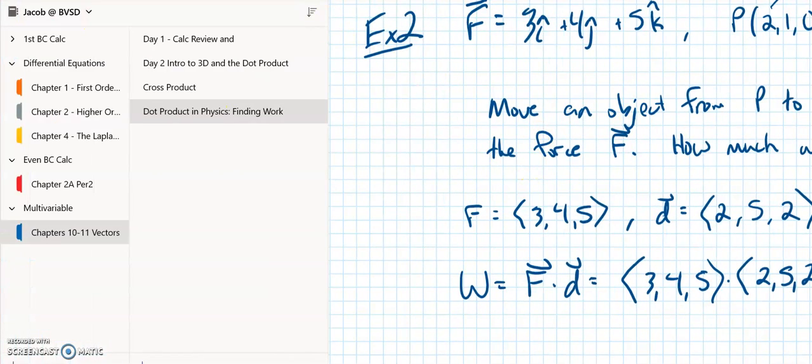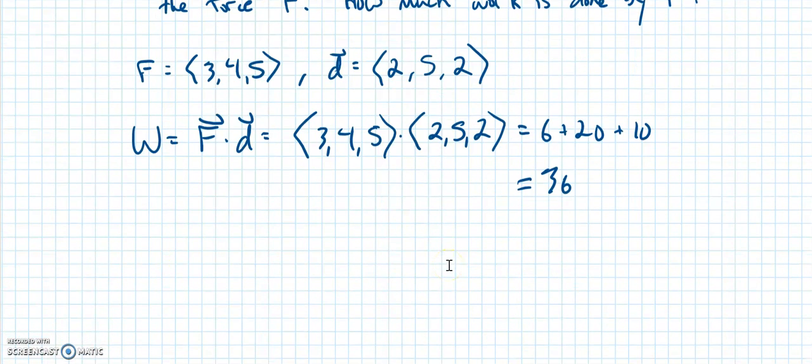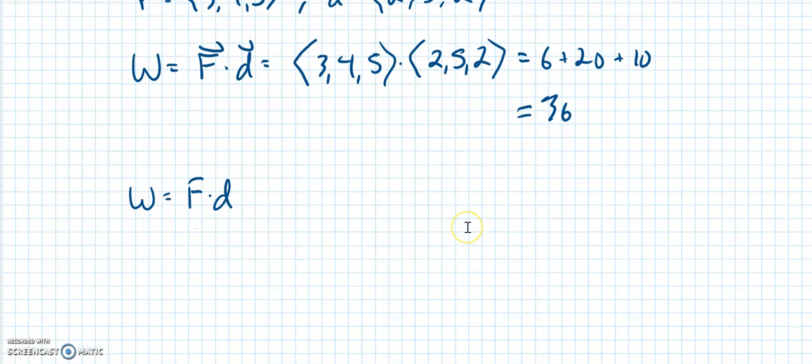So where are we going with this? Well, work is just force times distance. That would be like one-dimensional movement without thinking about vectors. I could also say work is a vector F dotted with a distance vector. That's what we just went over.